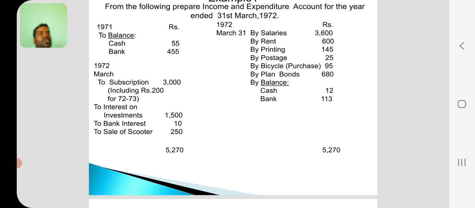By salaries 3600. By rent 600. By printing 145. By postage 25. By bicycle purchased 95. By plan bonds 680. By balance, cash 212. By bank 113.